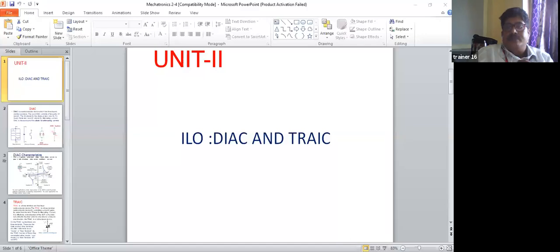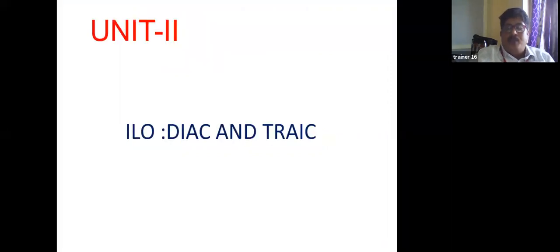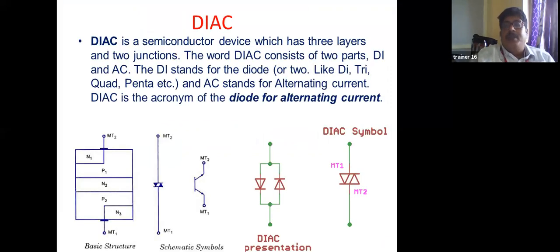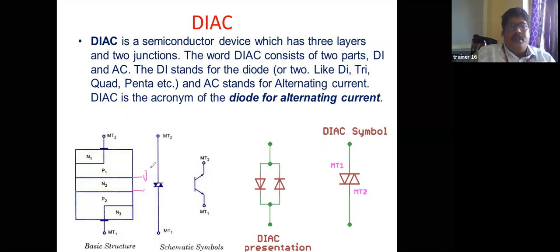Diac and triac. Diac and triac both are switches only. A diac is a semiconductor device with 3 layers, P-N-P, and 2 junctions. This is junction 1 and this is junction 2, J1 and J2. That means it has 3 layers and 2 junctions, J1 and J2.